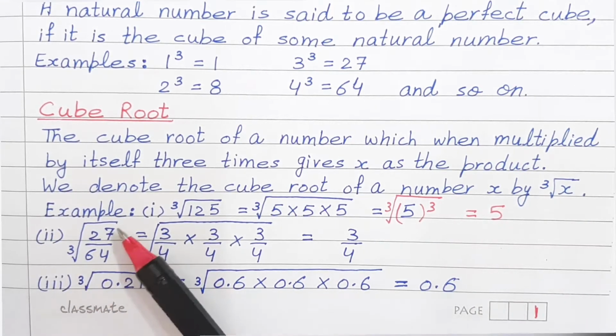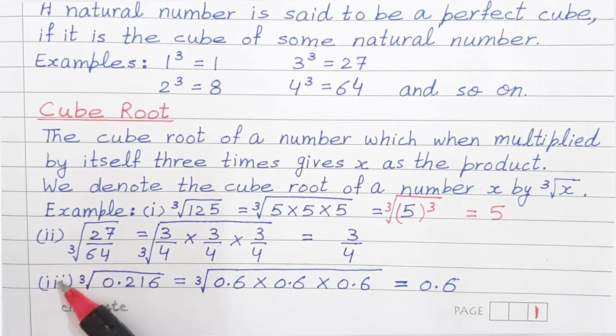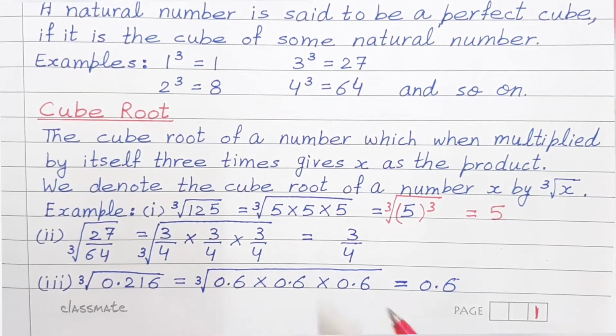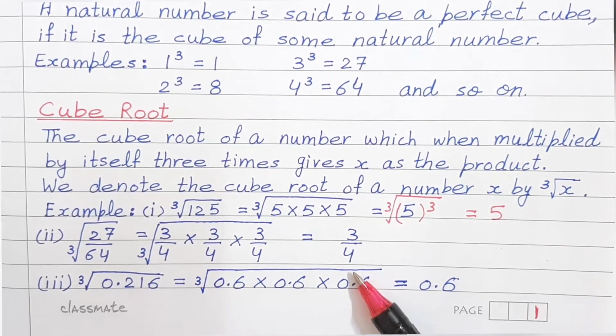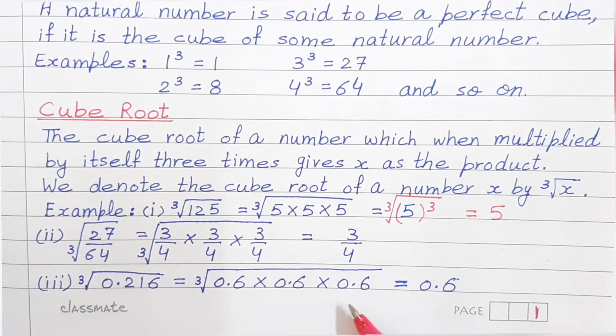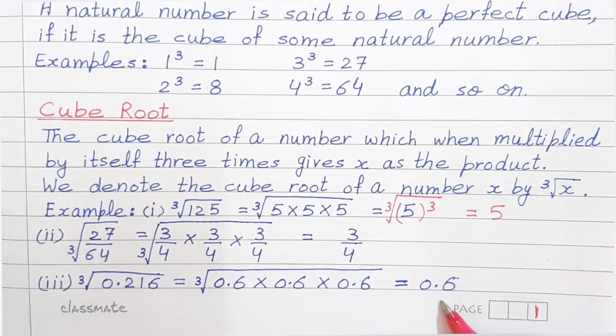Similarly, 27 upon 64, which is under cube root. So 27 is a cube of 3 and 64 is a cube of 4. So the answer is 3 upon 4. Right? Now the next one is cube root of 0.216. So cube root of 0.216 is 0.6 multiplied by 0.6 multiplied by 0.6. So it is a cube of 0.6. So this is how we can find the cube roots.